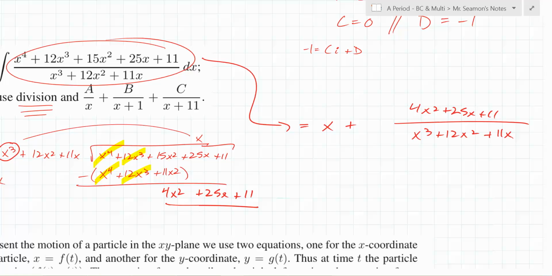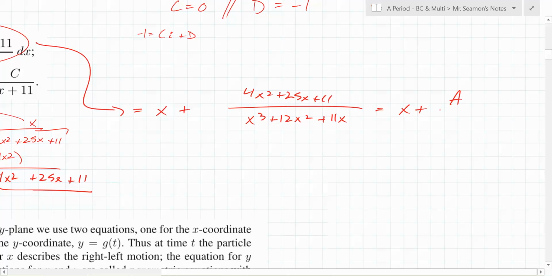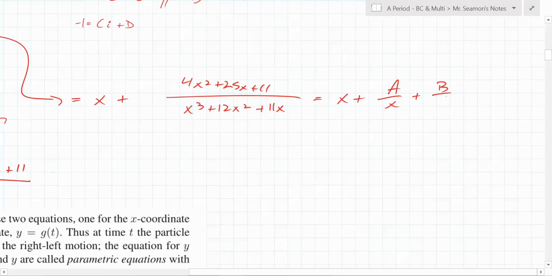What did they give you? What's the last piece of information, the ABC thing? What does that help you with? It helps you with the factoring. They effectively have given you the factoring. So they're telling you that this thing right here is going to be equal to x plus A over x plus B over x plus 1 plus C over x plus 11.